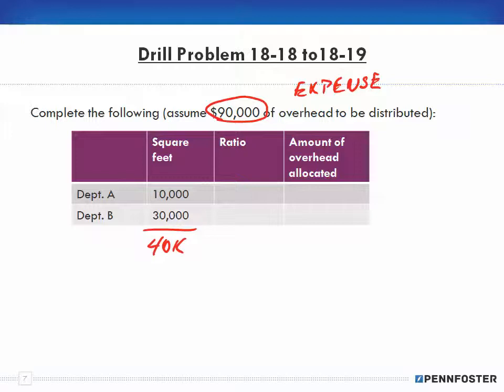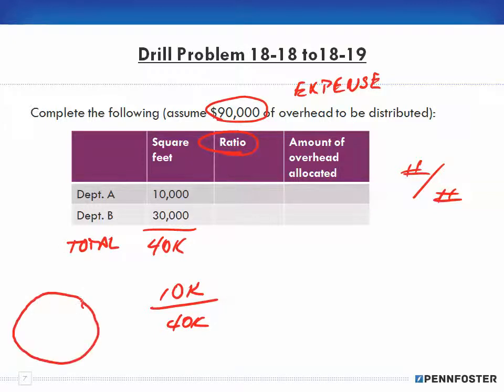We're taking a total and we're dividing, and these are in square feet, so they're like hard numbers. So we're taking our department A, because we're talking about ratios here. Ratio is one number divided by another number. Okay, so we're taking our 10,000 for department A, and we're dividing it by the 40,000, because we're assuming the 40,000 is 100%. I mean, look at our pie here.